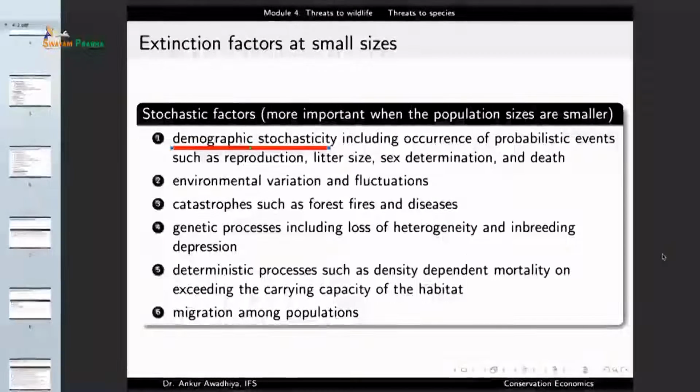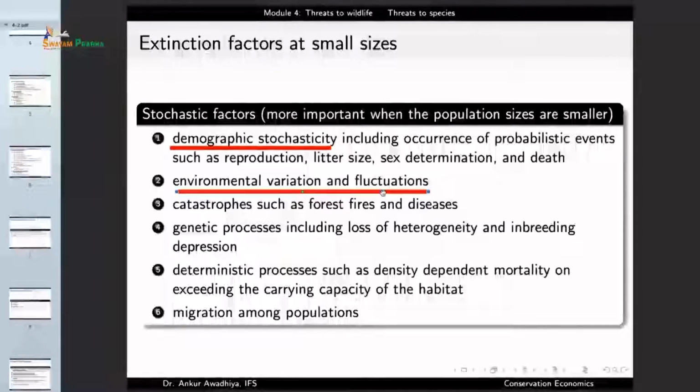But in the case of larger size populations, some deviation would have been quite acceptable. But in this small population, it so happens that the females have gone down in numbers so fast that now you do not have sufficient females for this population to continue. So demographic stochasticity plays a very important role in the case of small populations, and so this is a stochastic factor.